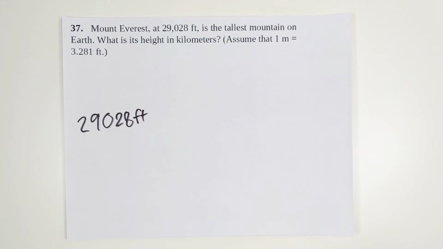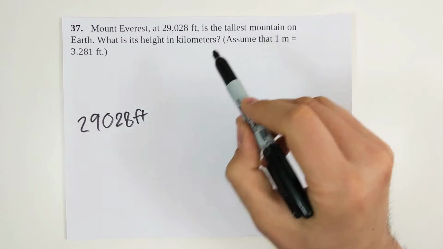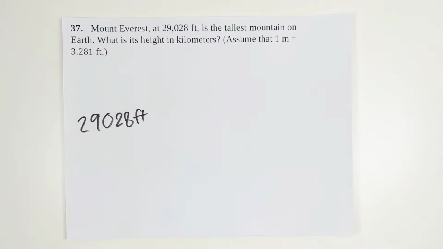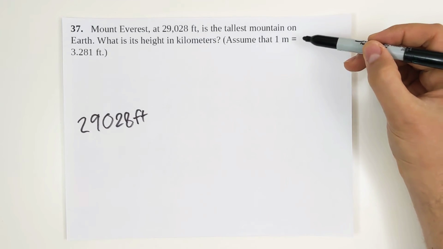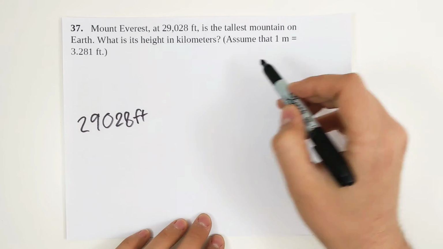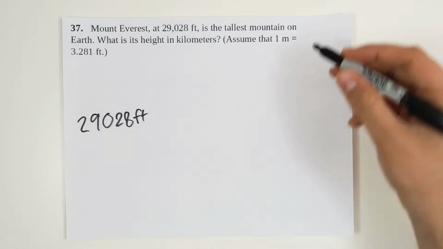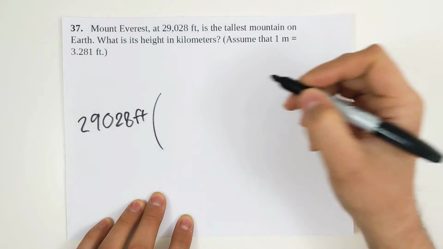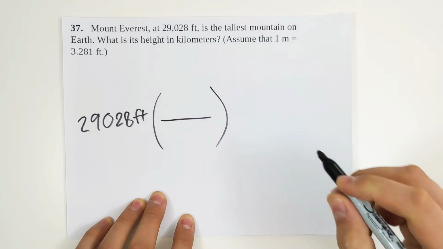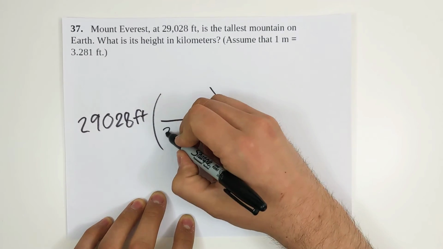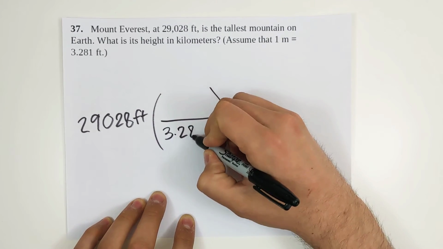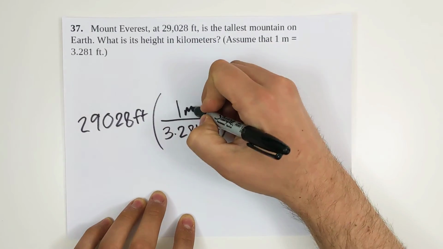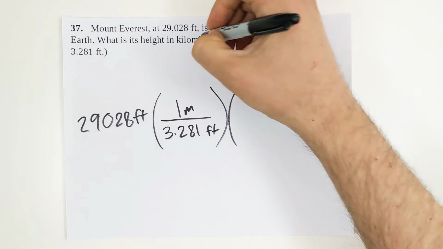And what is that in kilometers? And here, it's really nice, they gave you one. You could look this one up over in the appendix, but they gave you 1 meter is 3.281 feet. Kilometers is really close to meters. Let's use it. So we're going to multiply by, we've got feet up here. Let's put feet down here. 3.281 feet, 1 meter.